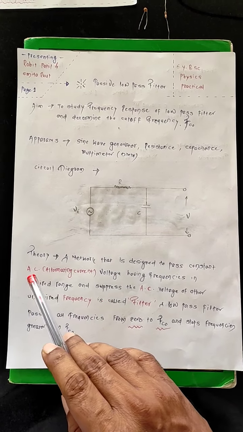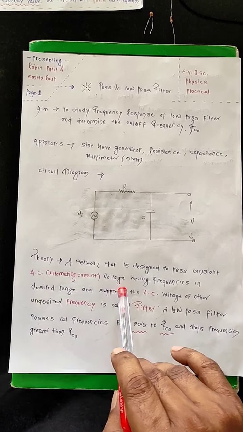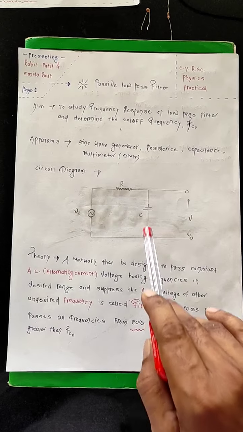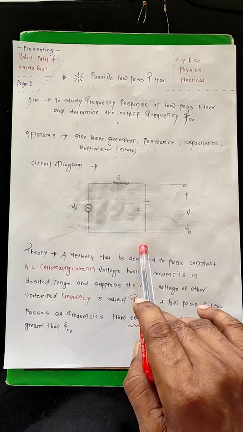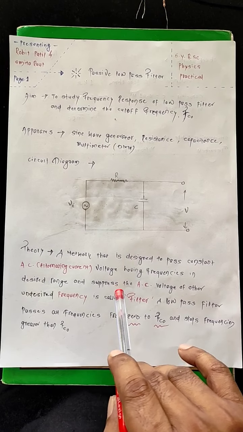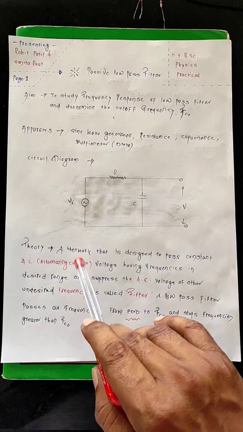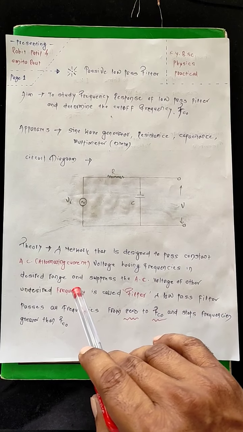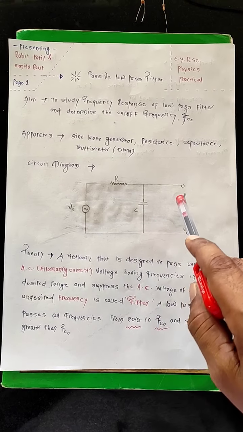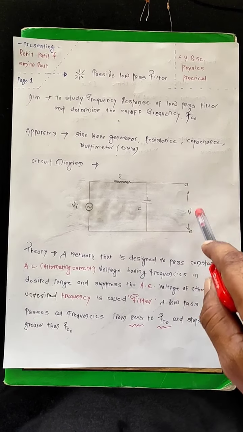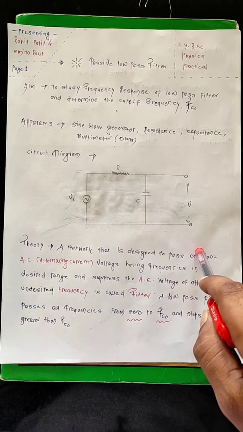So the input is going to be an alternating voltage, AC voltage, and this particular circuit is going to allow a certain range of frequency, right? So this certain range of frequency that we are going to provide, according to it the circuit is going to give us the output voltage, and we are going to record that output voltage with the help of a DMM.